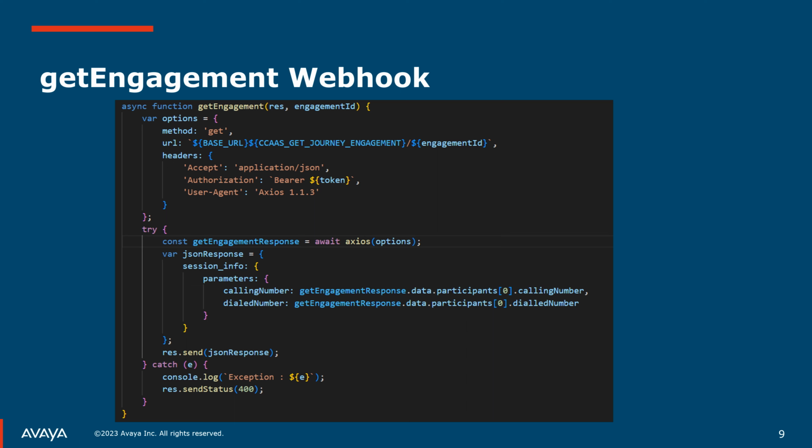But now that I'm passing it back in session info.parameters.calling number, then also .dialed number, the CX agent now has access to this information. So I've moved from the AXP world back into the Dialogflow CX world. So I pass the data from one to the other using this webhook.